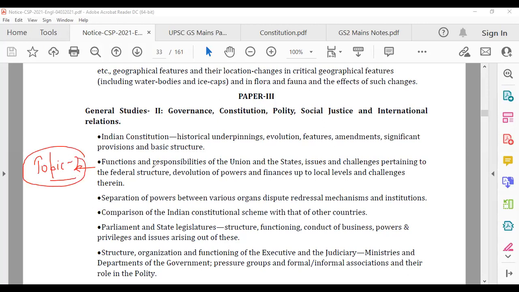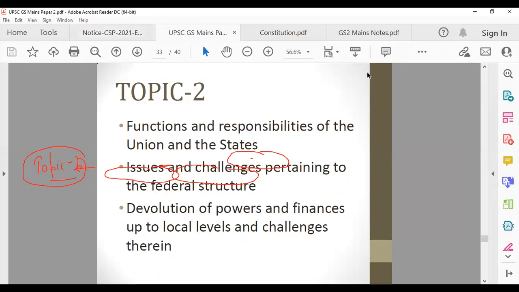And if you see this particular topic, now there are three portions. Union and state is one portion, federal structure is another portion, devolution of power is third portion. So let's divide it. And you can see function and responsibility of union and states, issues and challenges pertaining to federal structure, devolution of power. We'll do this first because once we do this, the other two parts will be much more clearer.